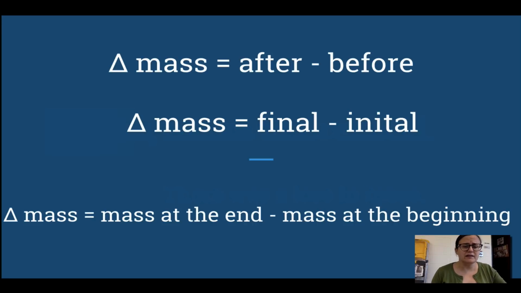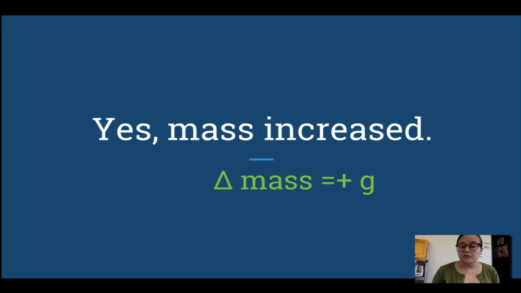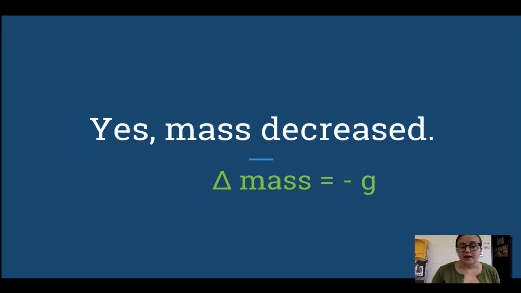Please remember that when we are calculating the change in mass, so delta mass, remember that means change in mass, is after minus before. Another way to think about that would be final mass minus initial mass, or again, if we're calculating the change in mass, it's the mass at the end minus the mass at the beginning. So if our answer is no, there was no change in mass, our delta mass calculation would be 0 grams. If we had an increase in mass, our delta mass calculation would be a positive number. And if we lost mass or the mass decreased, our delta mass calculation would be a negative number.